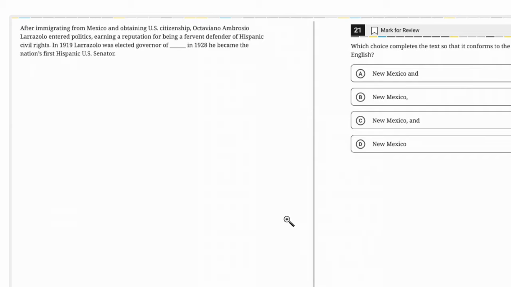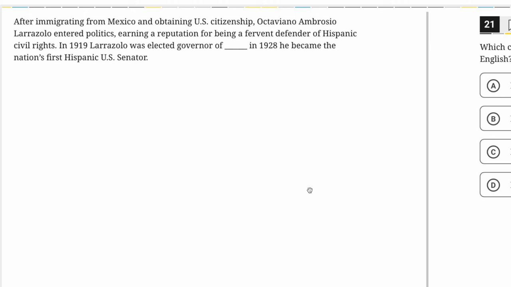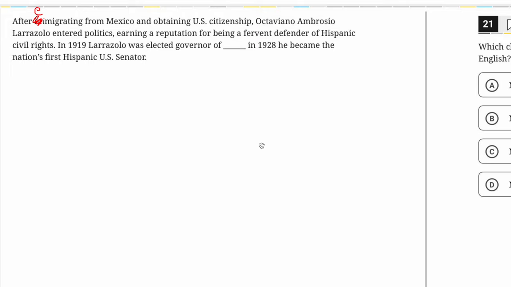After immigrating... tisk, tisk, tisk. If you immigrate with an I into... You immigrate with an E from... College Board? You know better than that. After immigrating with an E from Mexico and obtaining U.S. citizenship, this person entered politics, earning a reputation for being a fervent or enthusiastic defender of Hispanic civil rights.